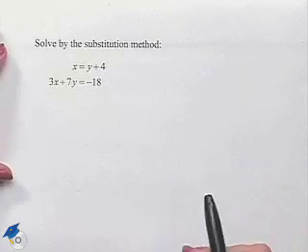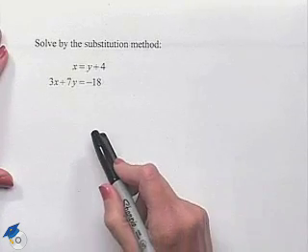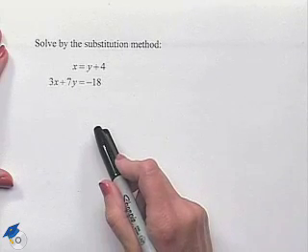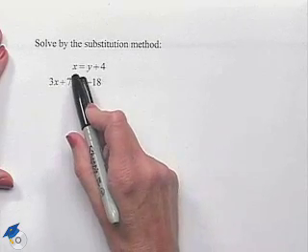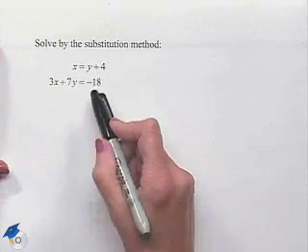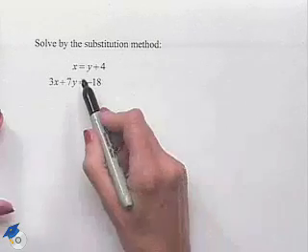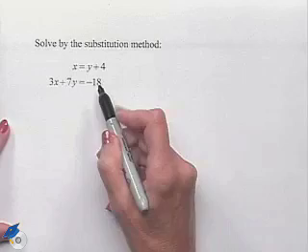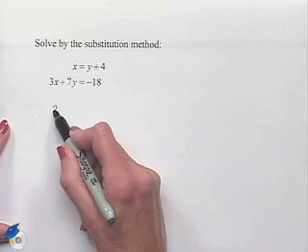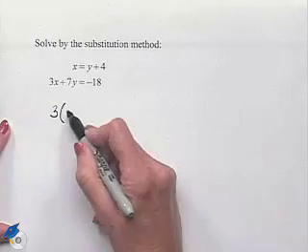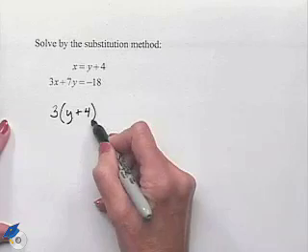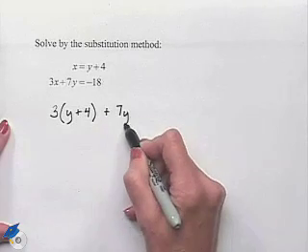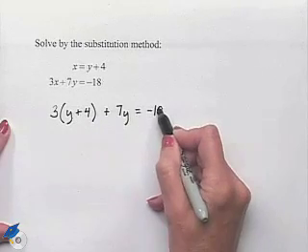In the substitution method, our first step would be to solve for one of the variables in one of the equations. We can see that our first equation is already in the correct format. We're going to use the fact that x equals y plus 4 and substitute into our second equation as follows. We'll have 3 multiplied times y plus 4 plus 7y equals negative 18.